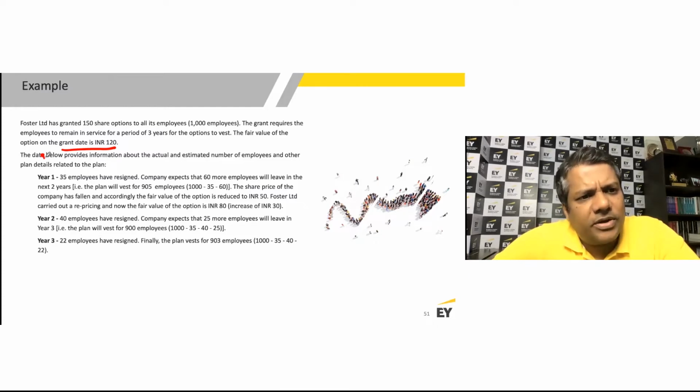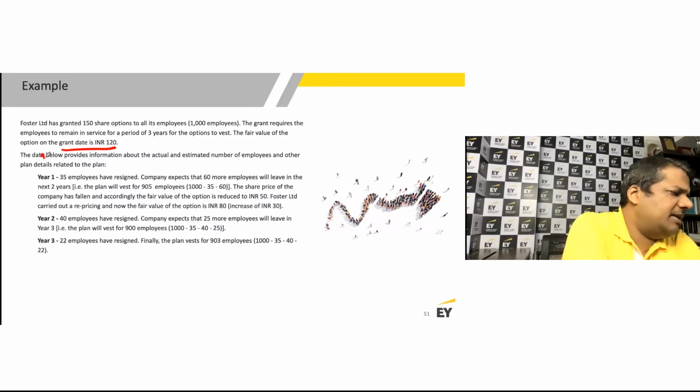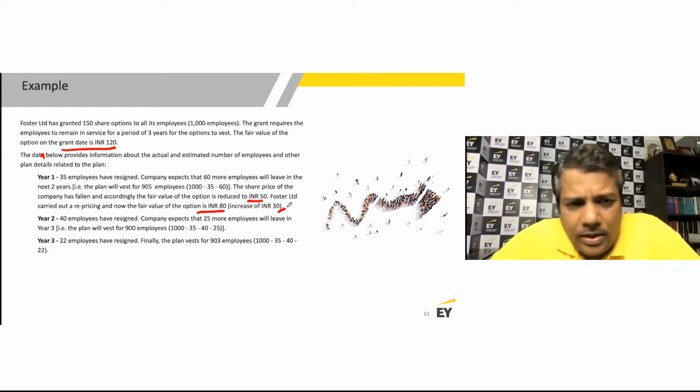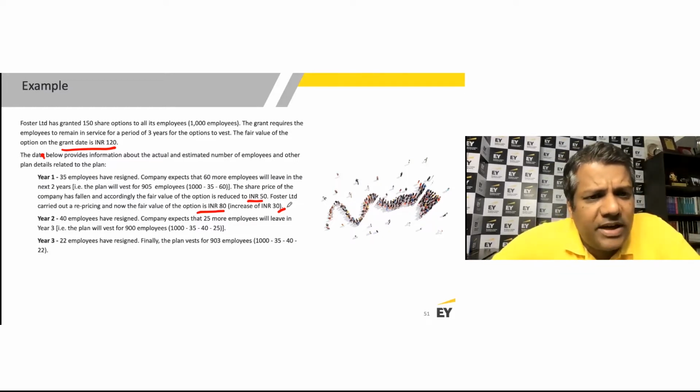The share price of the company has fallen, and accordingly, the fair value of the option is reduced to INR 50. Foster Limited carries out a repricing, and now the fair value of the option is INR 80. So after the repricing, there's an increase of INR 30. The original grant date fair value was 120.